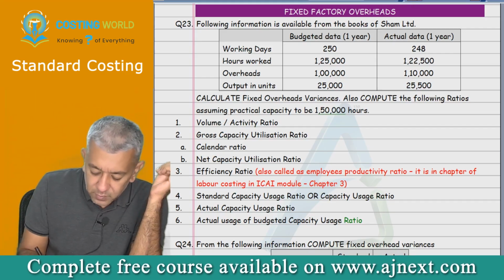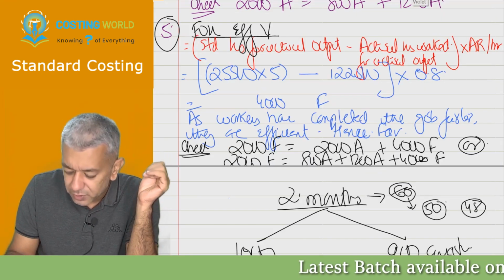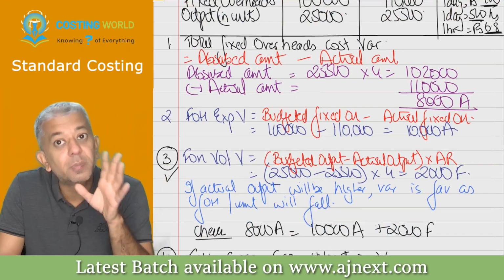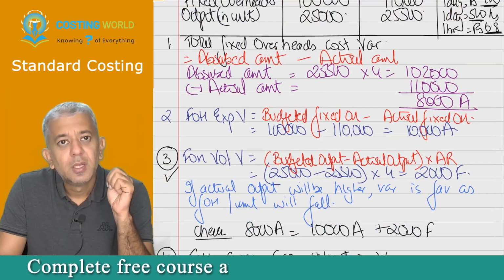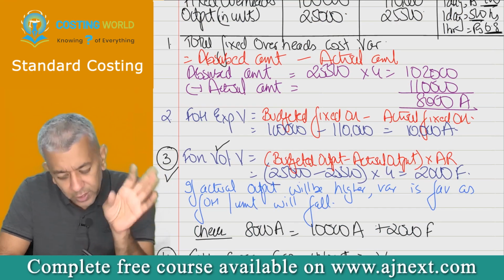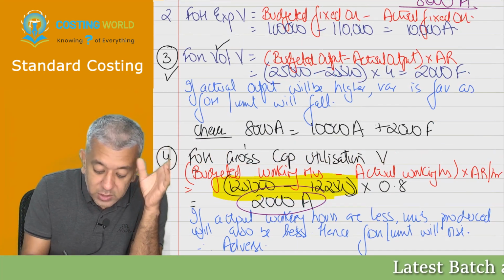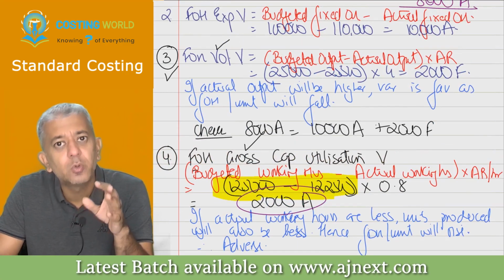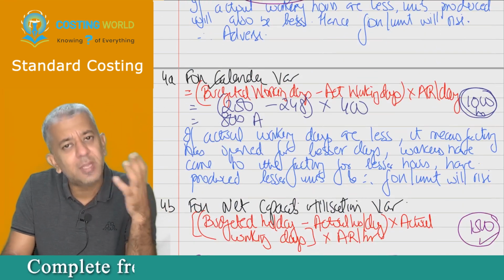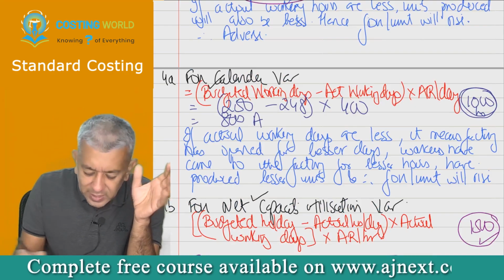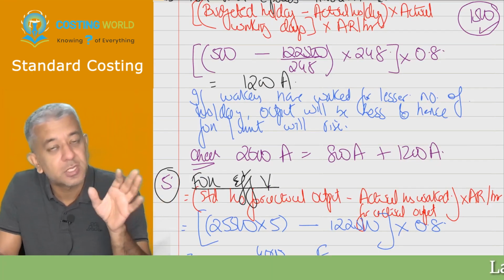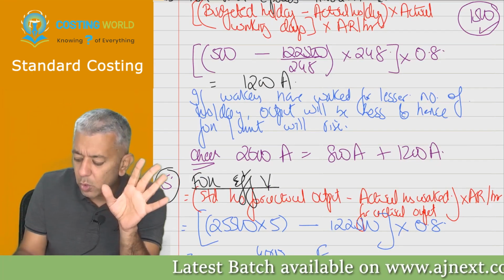Now see, it's a very simple thing. From the third variance onwards, there is a ratio for everything. If you have done volume variance, I will do volume ratio. If I have done gross capacity utilization variance, I will do gross capacity utilization ratio. If I have done calendar variance, I will do calendar ratio. If I have done net capacity utilization variance, I will do net capacity utilization ratio. I will also do efficiency ratio.